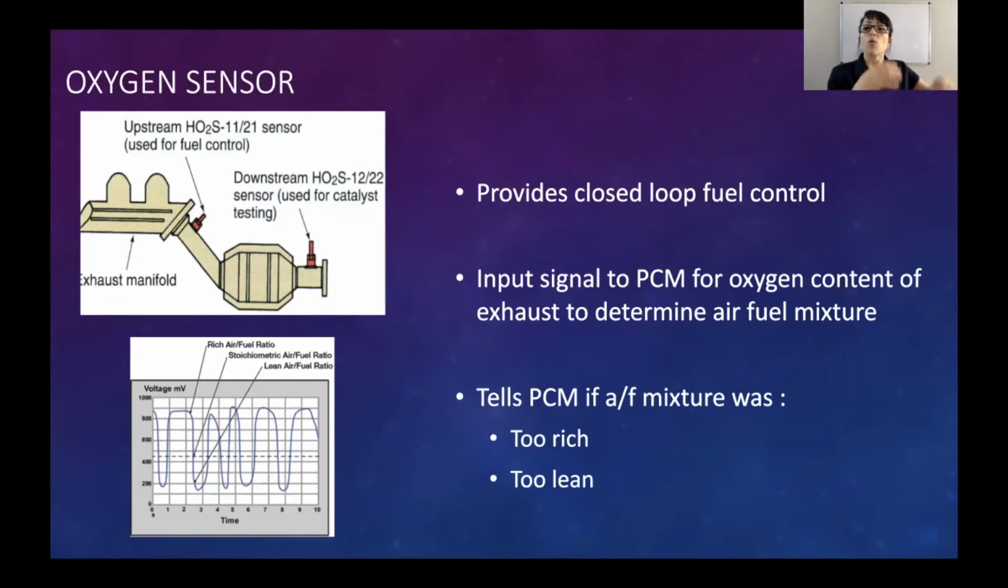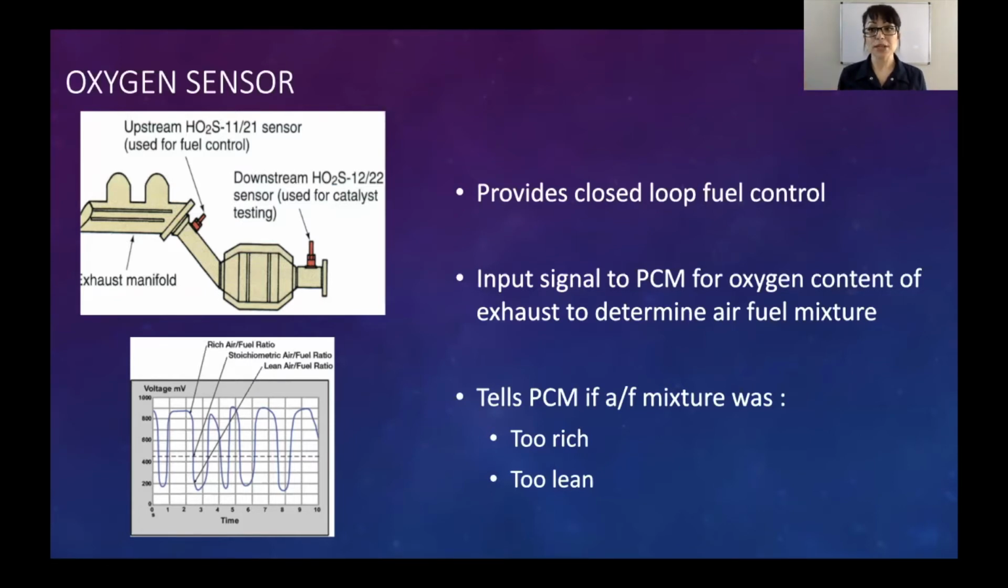The PCM will then shorten the amount of time it opens the fuel injectors, and then it's going to burn it in the engine, and it's going to go back out to the upstream, and it's going to say, oh, that was not enough fuel, it's too lean. The computer will open the fuel injector back up a little bit longer, and it's going to chase this rich, lean, rich, lean pretty much indefinitely.